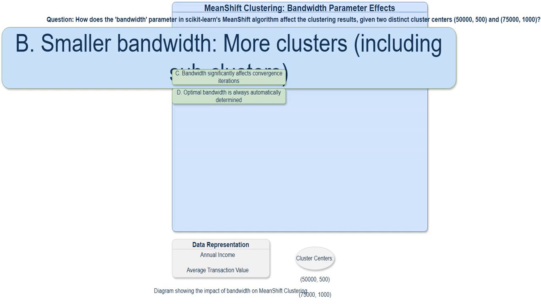Now imagine a tiny net. A smaller bandwidth focuses on smaller, localized dense areas. This leads to numerous clusters, even potentially splitting existing larger ones into smaller, distinct groups. Think of gathering the same pebbles with a tiny cup. You'll have many more piles. Each tiny pile represents a smaller, distinct cluster.